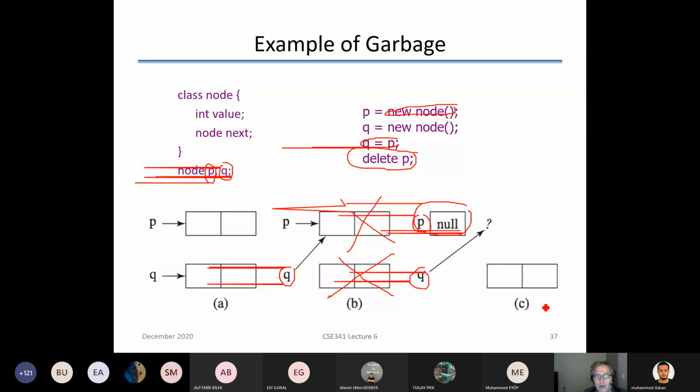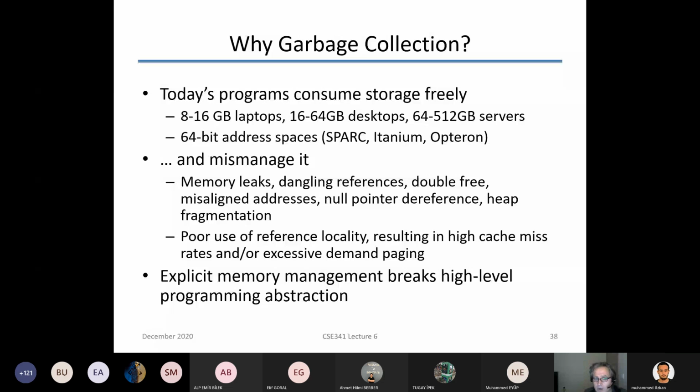So why do we need garbage collection? We have a lot of memory, yes, but we mismanage it. Memory leaks, dangling references, double freeing, misaligned addresses, null pointer dereferencing, heap fragmentation, and all these things are bad things for the heap. Okay, and poor use of locality of reference resulting in high cache misses.